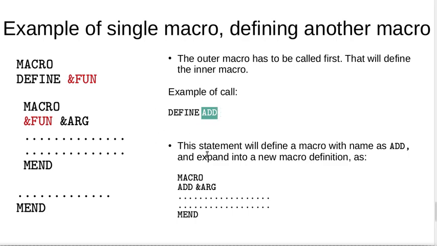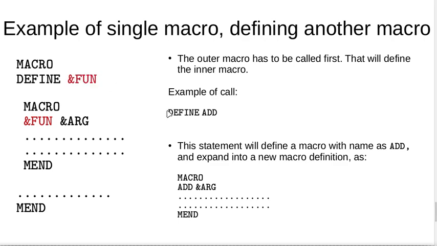Now this &fun is used where? It is used to name the inner macro. So this statement will define a macro with name as add and expand into a new macro definition, right? So whenever we are calling the outer macro with define add, we are simply giving an actual value to the dummy argument, which was &fun.